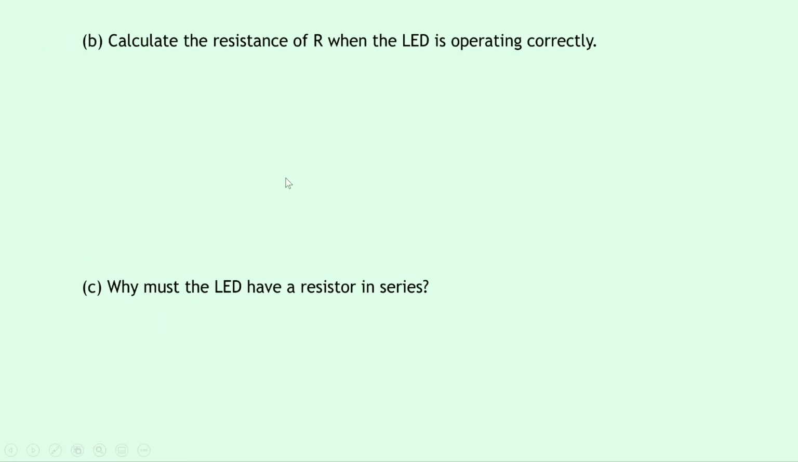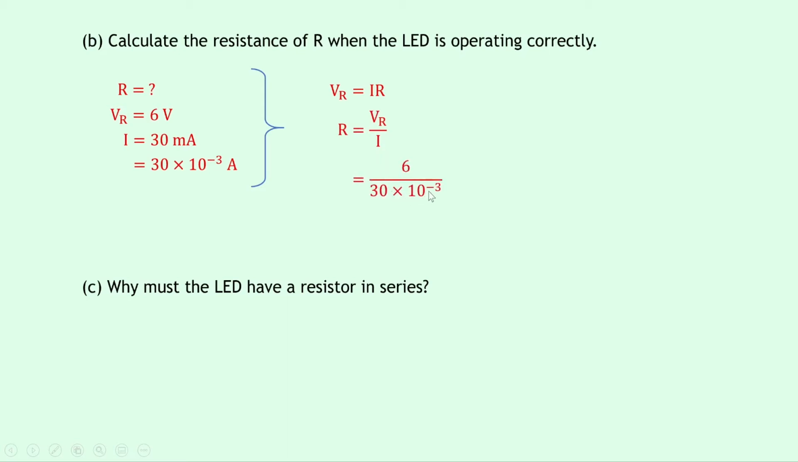So writing down what we know from the question, we're trying to find R. We know that VR is 6V and the current I is 30 milliamps. So writing this in amps, we have 30 times 10 to the minus 3 amps, and writing down our equation, we have VR equals IR. Rearranging for R, we can divide both sides by I to get R equals VR over I, and substituting in the numbers, we get 6 divided by 30 times 10 to the minus 3, and if you put that into your calculator, you should get an answer of 200 ohms.